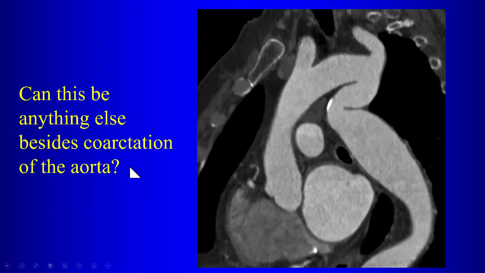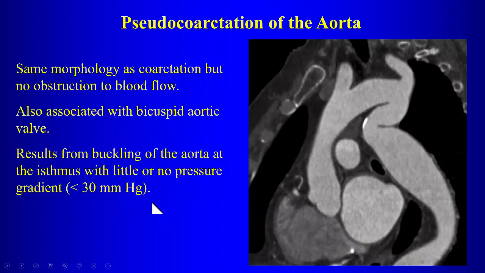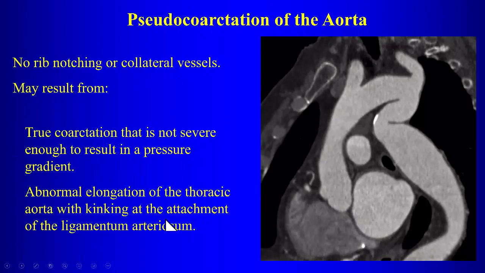And then there will not be a significant pressure gradient across this. That is pseudocoarctation. Maybe it's a form of coarctation that really is not severe. Maybe it's just redundancy of the vessel that folds on itself, but this is called pseudocoarctation of the aorta. Same morphology of coarctation, but no obstruction of blood flow. There's no rib notching, and there are no collateral vessels. So that is pseudocoarctation of the aorta.